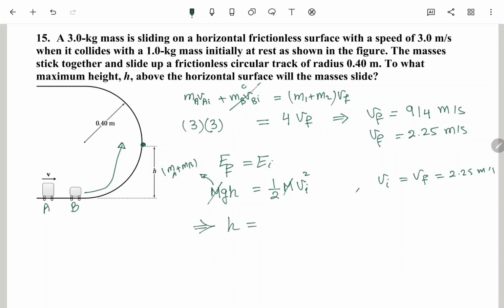H equal to V final squared divided by 2g, or 2.25 squared divided by 20, and after all the maximum height will be equal to 0.25 meter.